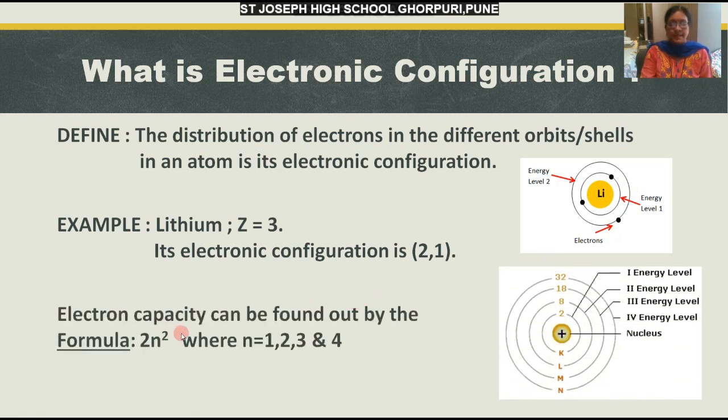The electron capacity can be found out by using the formula 2n square, where n is equal to 1, 2, 3 and 4. In the diagram, you can see the first shell, that is K, its capacity is 2 electrons. When n value is taken as 1, we get answer equal to 2. The second shell, L, has capacity of 8 electrons. M has a capacity of 18 and N can hold 32 electrons.